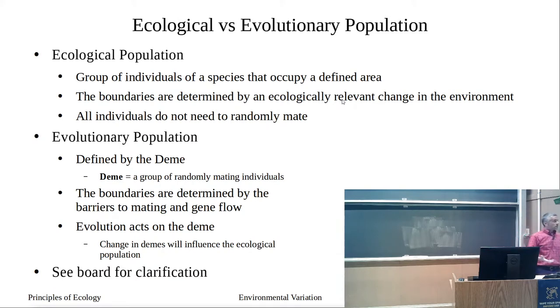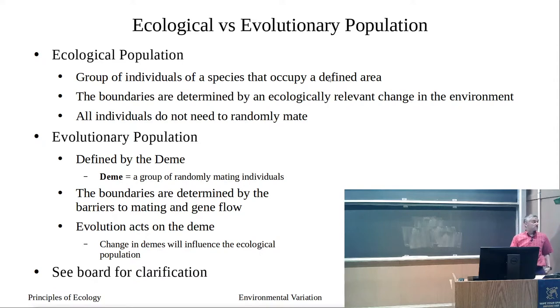And this brings us to an important concept. It's the distinction between an ecological population and an evolutionary population. So we can say a population is a group of individuals in a defined area, but we can get a little bit more specific and really separate them out between an ecological population, which is that population that lives in the area, and an evolutionary population, which is the population that lives in the area and actually takes part in random mating.